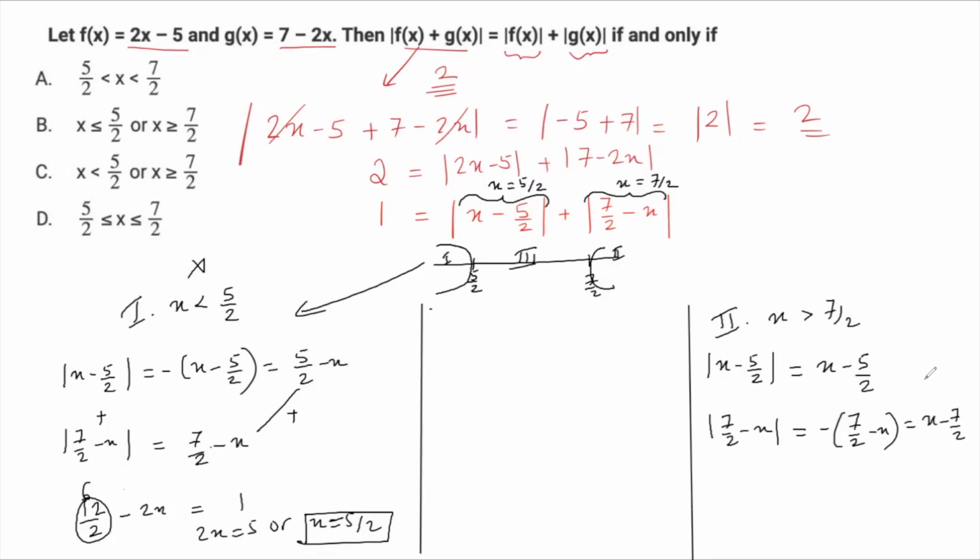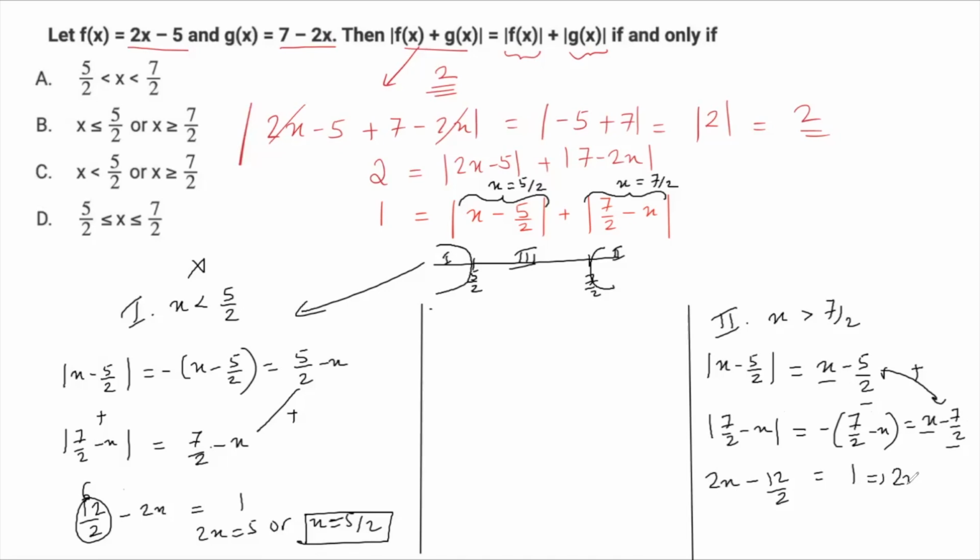Okay. The next step is to add the two as per the question. We are adding these two parts. So summation of these two parts will be x plus x, 2x, minus 5 by 2 minus 7 by 2 is minus 12 by 2. And this should be equal to the left hand side, which I'm writing as right hand side as of now. It is 1. So 2x minus 12 by 2 is 1.